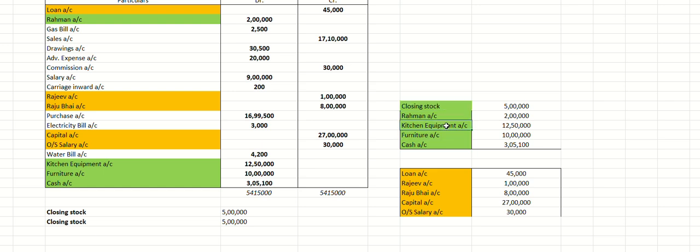Then you have to decide between the remaining assets. Which asset can be easily sold? Kitchen equipment, being something more valuable, will take time. We can think it will be difficult to sell. So furniture is more liquid. After that only we will sell kitchen equipment. So according to the order of liquidity, we can arrange our assets.